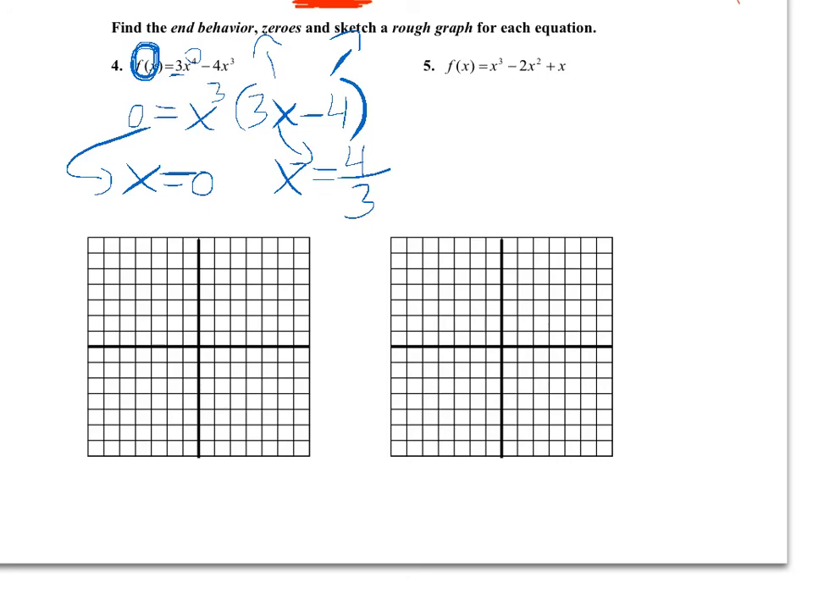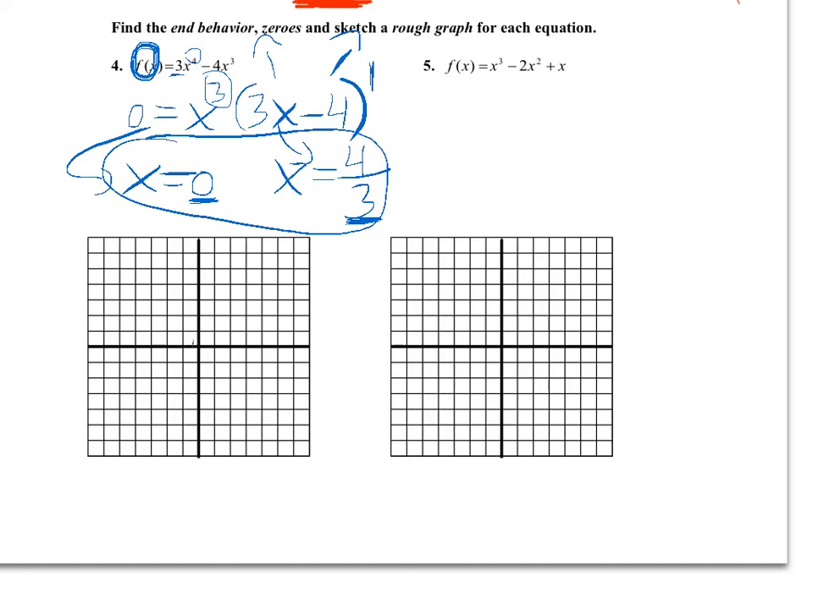Now let's figure out the bounces. For this 0, x equals 0, it's raised to an odd exponent, so it's going to go straight through. This 4/3, this 3x minus 4 is raised to the first, so that's going to go straight through. There's going to be no bounces in this graph. Again, I don't need the graphing calculator. I'm just going to get a rough sketch. I'm going to tie everything together now, the end behavior and the zeros.